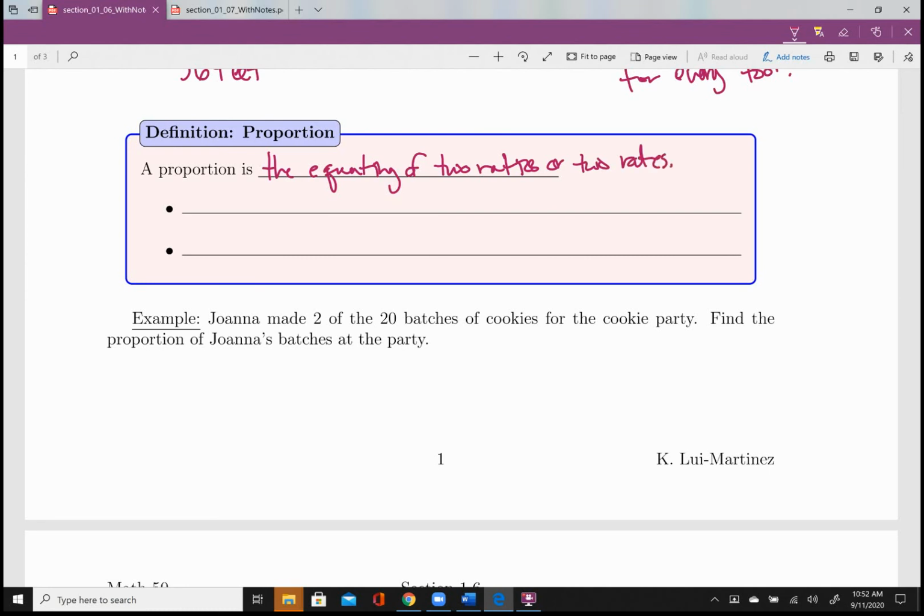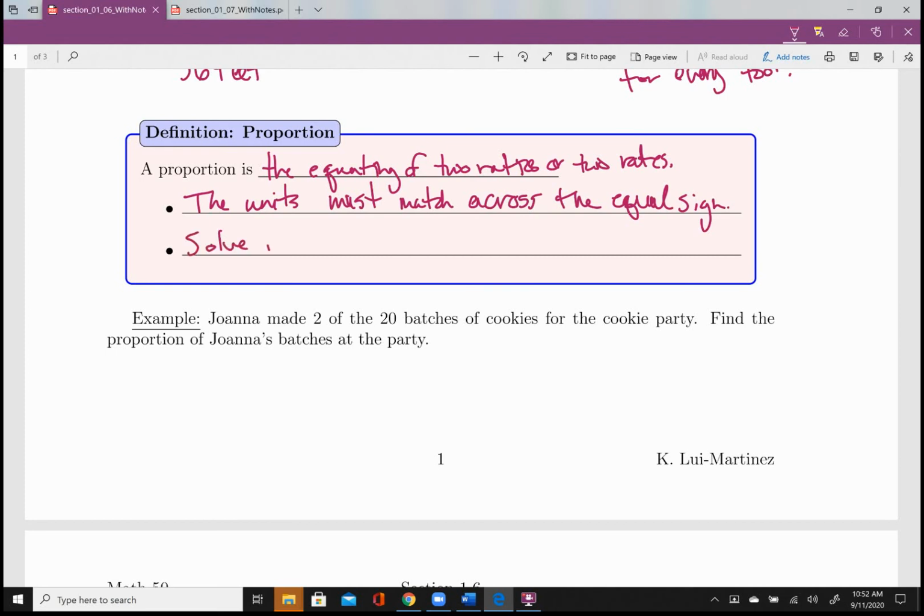A couple of things to remember about proportions is that the units must match across the equal sign. Ooh, I spelled across wrong. You guys see that? I'm a terrible speller. Let's try that again. Across. There we go. The equal sign. And if you have an unknown in a proportion, you can solve for that unknown by using the cross product.